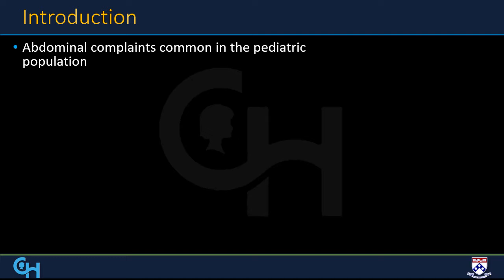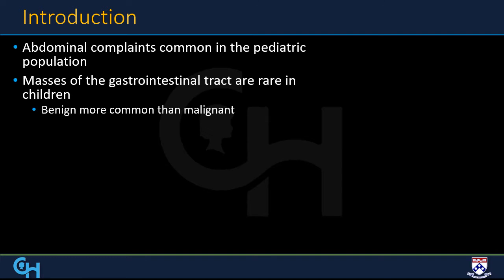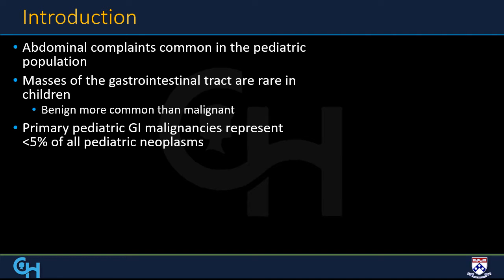Abdominal complaints are common in the pediatric population, while masses of the gastrointestinal tract are rare in children, noting that benign masses are much more common than malignant. Primary pediatric malignancies represent less than 5% of all pediatric neoplasms.